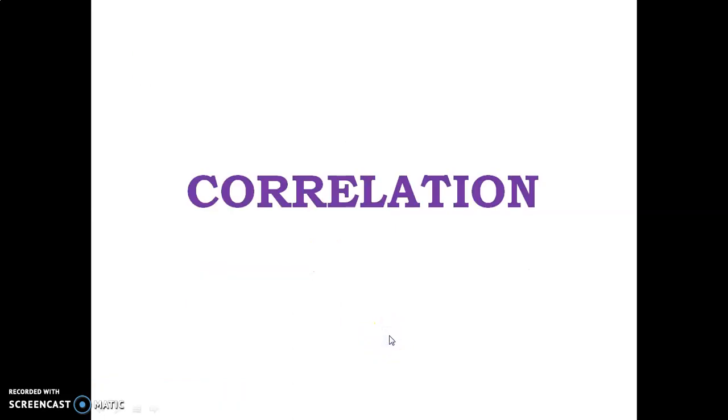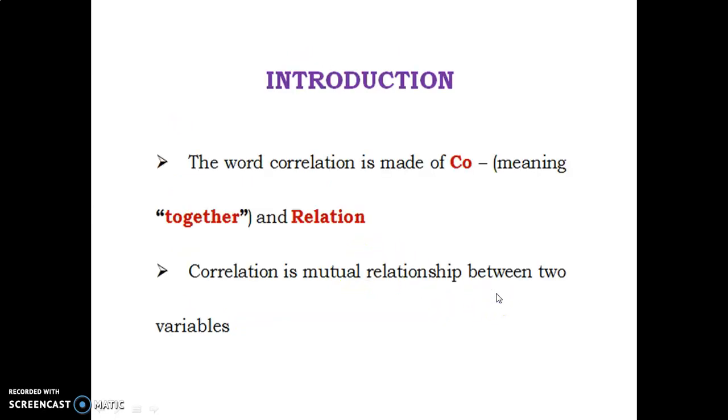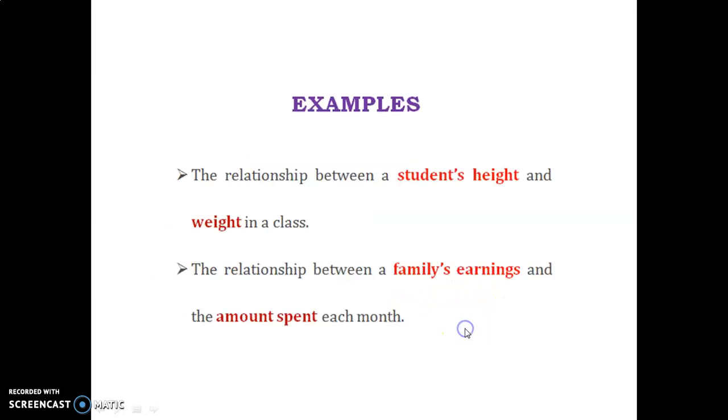In this video, we are going to see about correlation. The contents include introduction, definition, examples of correlation, and types of correlation. The word correlation is made up of co, meaning together, and relation. That is, correlation is a mutual relationship between two variables.